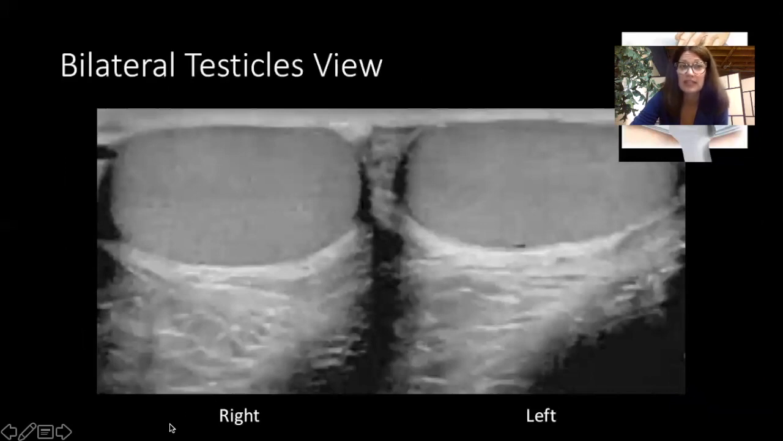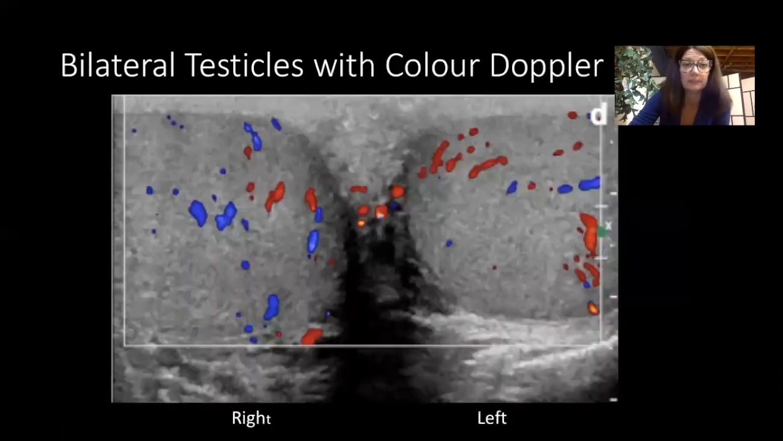So this is the bilateral testicles view. My approach is to look from outer to inner. So I look at the skin. Is there any sign of cellulitis? I look around the testicle. Is there any fluid around the testicle? Then I look at the sizes. Is one bigger than the other? And then I look at the inner echo texture. And generally, you are expecting they're going to look similar. And if they're starting to look a little more heterogeneous, then obviously you're concerned about pathology.